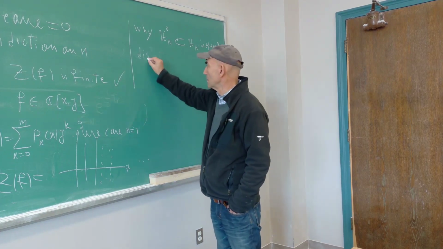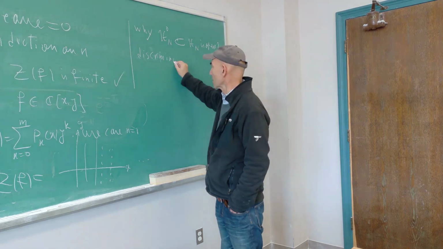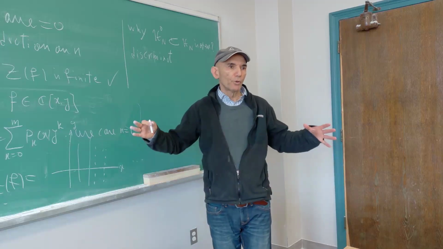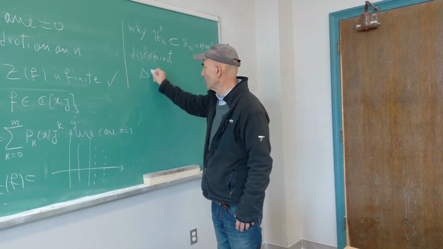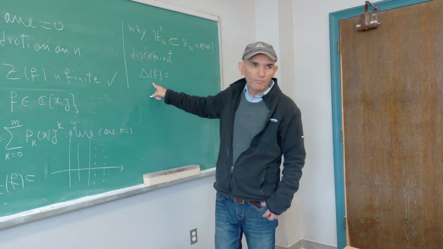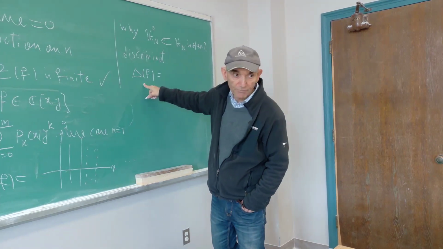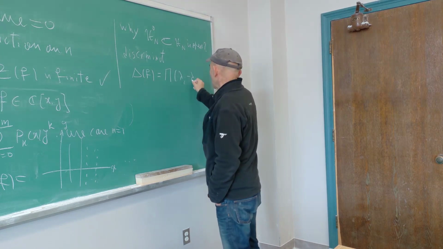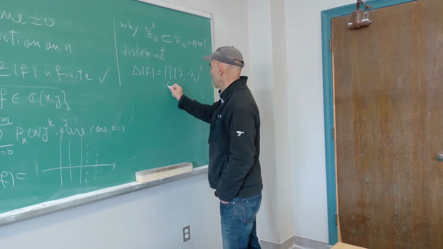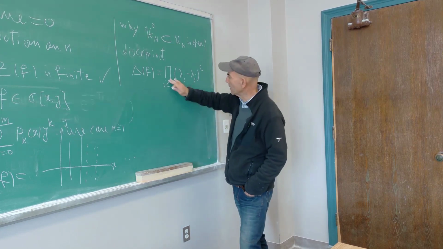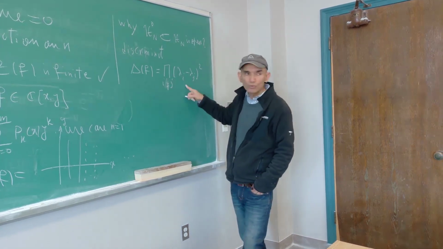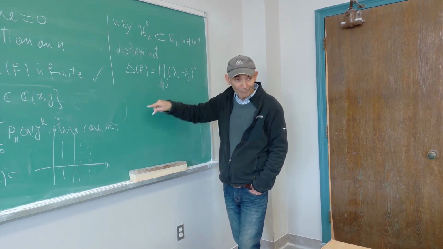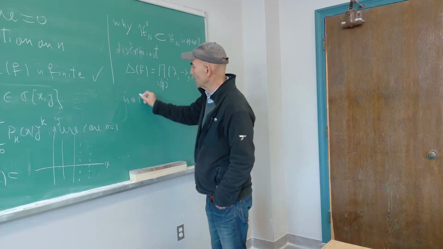So the discriminant is a quantity defined for a polynomial, right? The discriminant of a polynomial is a polynomial function in the coefficients of f. So basically, it is the product of (lambda_i minus lambda_j) squared, for i less than j. Sorry, these are the roots of this f, but this is a polynomial in the coefficients of f. It is a polynomial function.